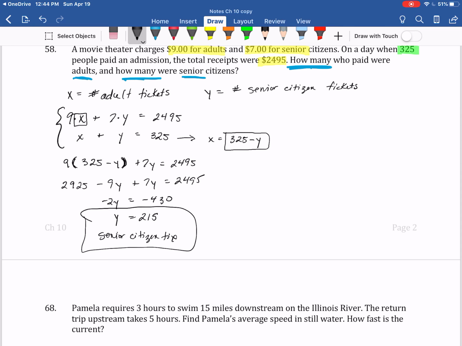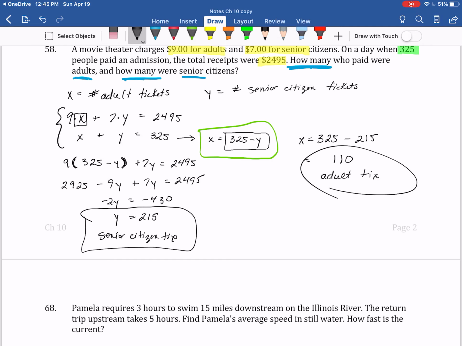I like this one quite a bit because it's already solved for x. I just have to plug in the value of y. So if I plug in the value of y into that equation, I end up getting x equals 325 minus 215, and this is equivalent to 110. 110 adult tickets were sold that day.